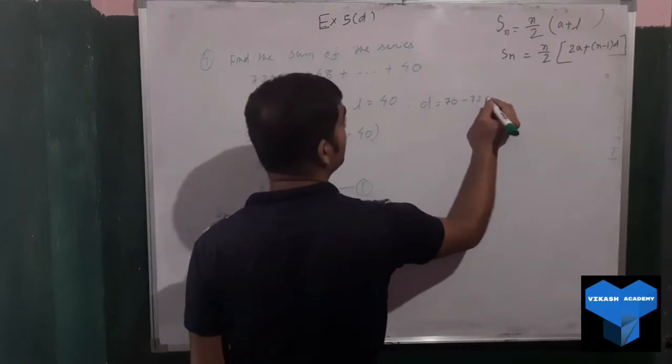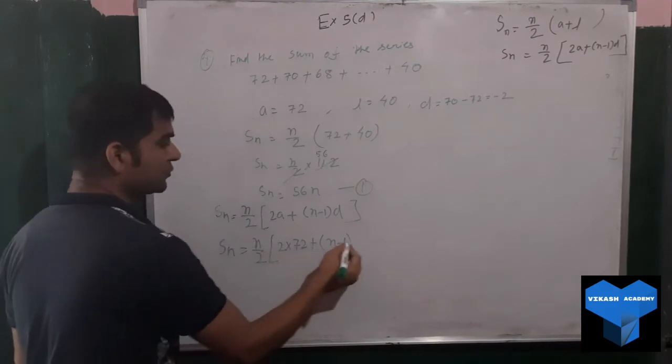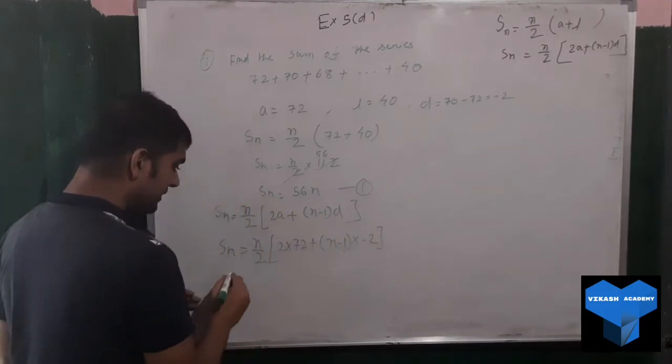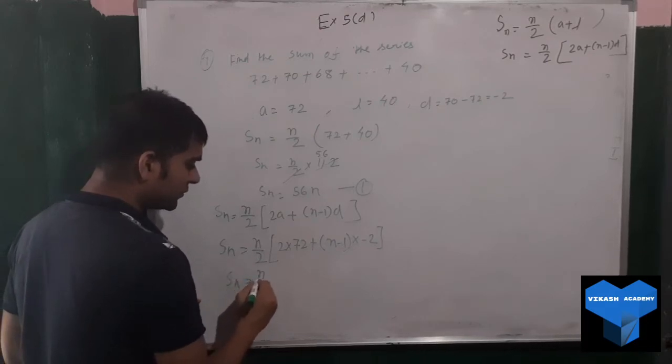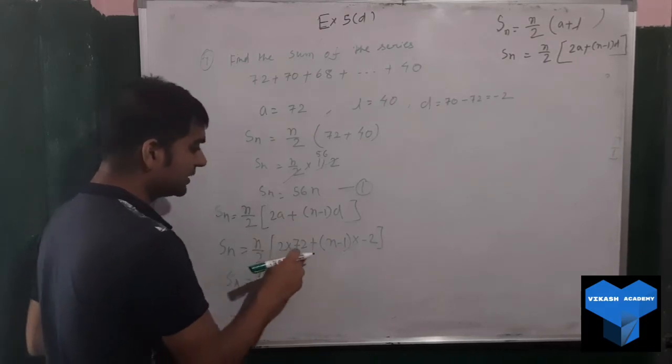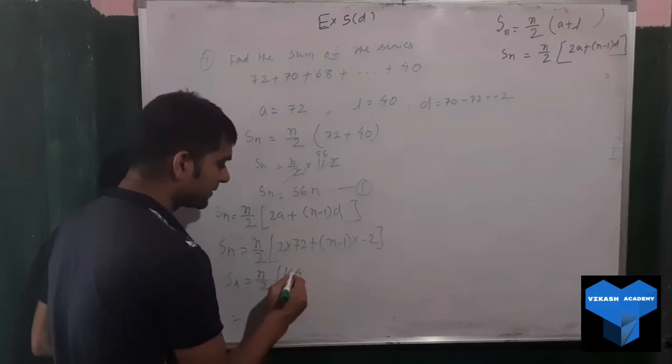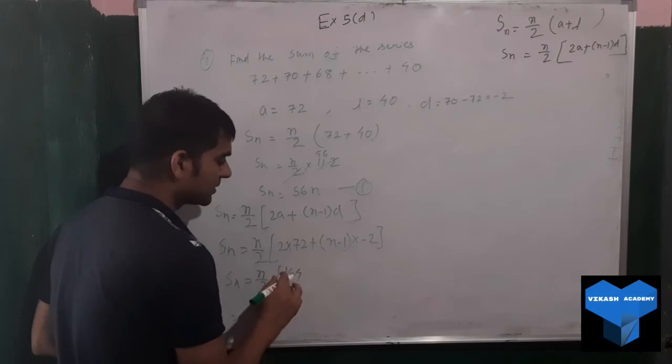70 minus 72 will be minus 2. So put here minus 2 at the place of d. Then see what we will be getting. We will get S_n equal to n by 2, then 72 into 2, how much will it be? 2 2s are 4, 2 7s are 14.